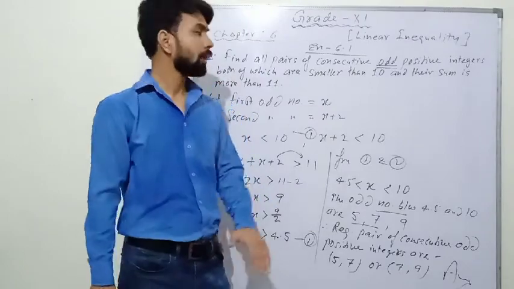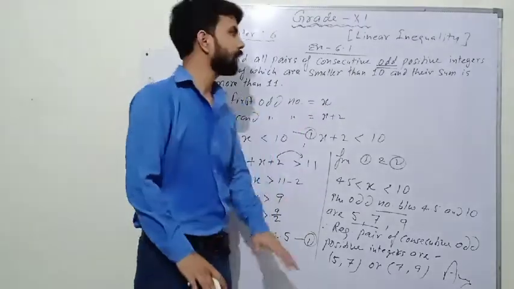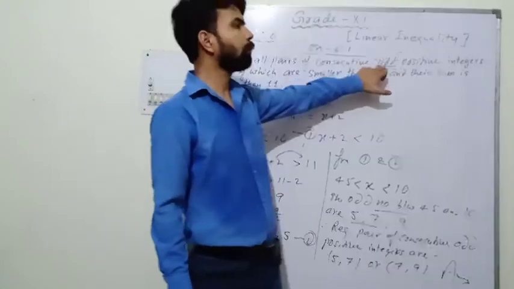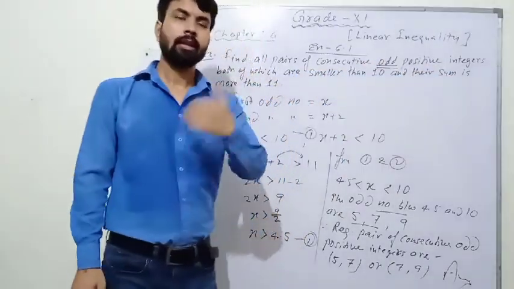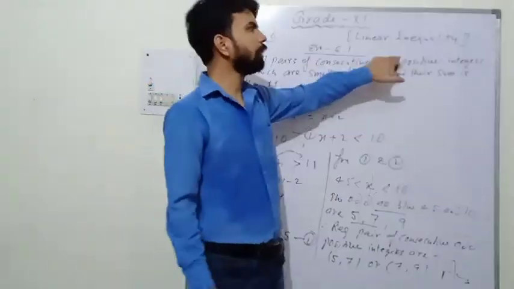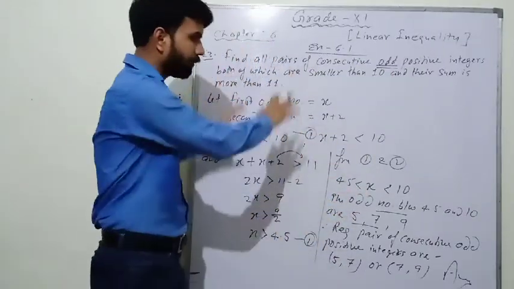So the next question is the same as this. The only difference is that here we found the odd positive integers, whereas in the next question we will have to find the even positive integers. Same process we will follow.